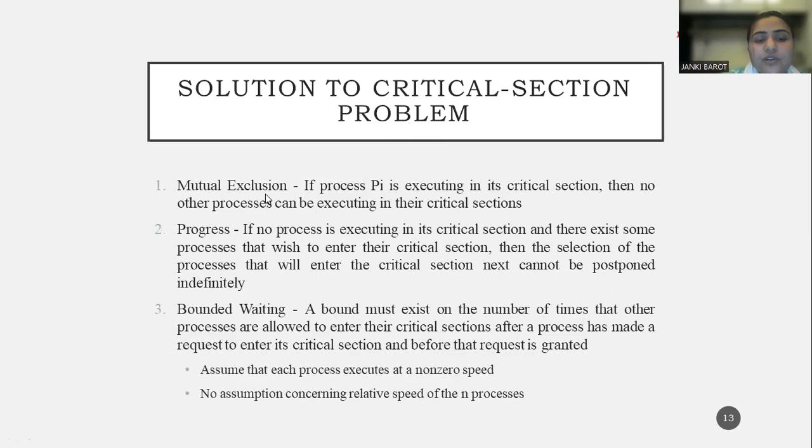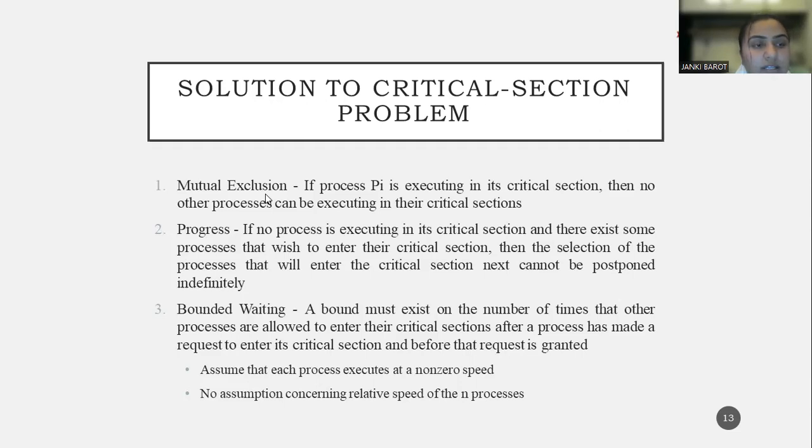So the first one is mutual exclusion. It is obvious that if P1 is executing in its critical section, no other process can be executed, right? They have mutually decided that you go first and utilize the shared variable and after that I will go, right? Progress. In progress, there must be continuity, right? It should not happen that only one process will go, execute and come outside, right? So progress must be there.